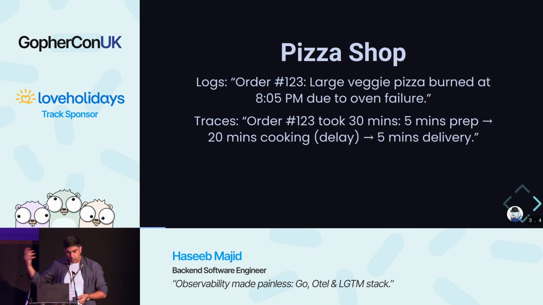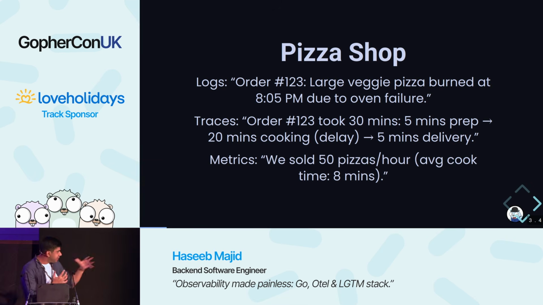A trace might look like: order 123 took 30 minutes in total, 5 minutes to prepare, 20 minutes to cook, 5 minutes to deliver. And we could attach some extra context there. We could attach who ordered it, and what kind of pizza we were cooking as well. But generally speaking, that's what a trace is. And then for metrics, it's going to be something like we sold 50 pizzas an hour. The average time was 8 minutes. And again, we could potentially split this by the type of pizza we were cooking, and drill down a little bit more. But there's not loads of context there.